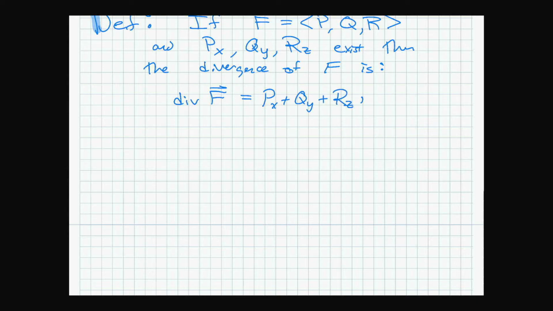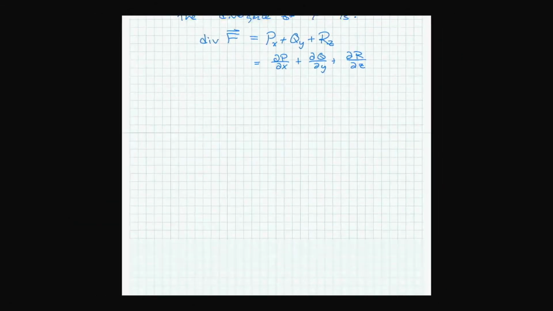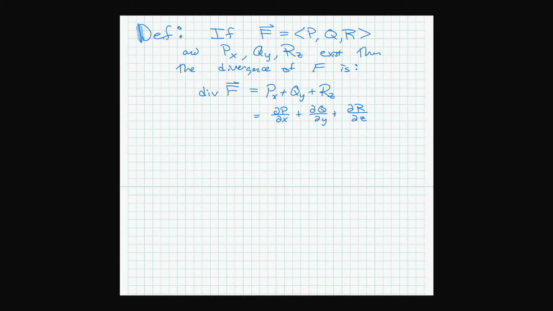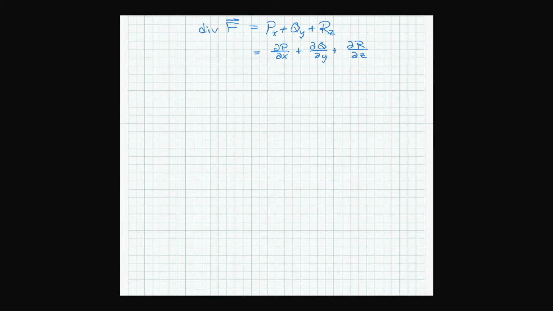Or, if you want to write it in the other notation for the derivatives, you could write it as partial P with respect to X, partial Q with respect to Y, partial R with respect to Z. Okay? Now, this looks very similar to what you've seen before in terms of the gradient, but don't mix them up. So don't mix this up with the gradient.